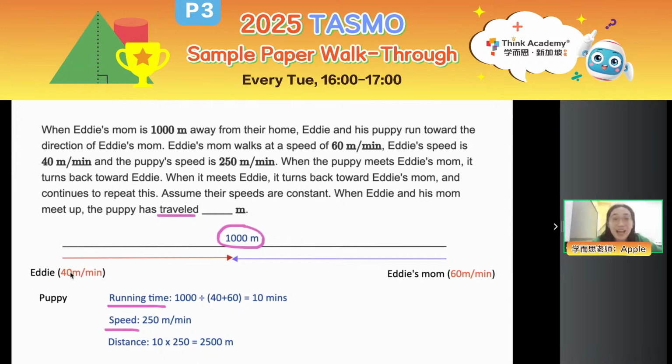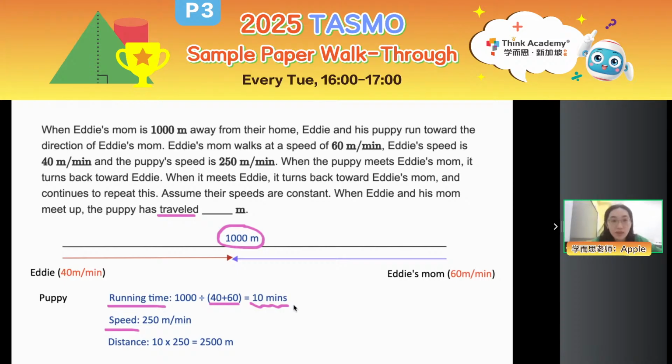So here you see that the total distance is 1,000 meters. In every minute, Addie can move on by 40 meters and Addie's mom can move on by 60 meters. So altogether, here moves 40, here moves 60. That is, in 1 minute, they can move on together by 100 meters. That is why I add 40 and 60 together. Then how many minutes are there? For 1,000 meters, you can distribute it into how many 100 meters. So with 1,000 divided by 100, we know that after 10 minutes, Addie and Addie's mom can meet each other.